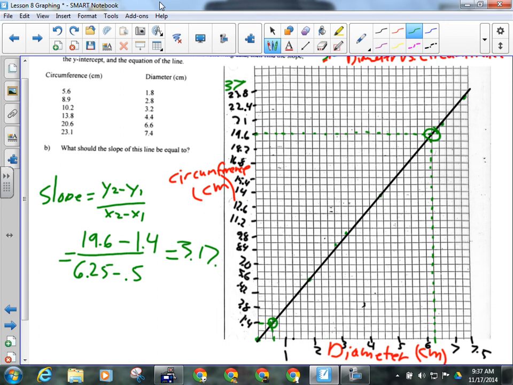Okay, what are the units for that? Doesn't have any. Remember, these were in centimeters, and so were these. Centimeters divided by centimeters cancels. All right, that's why we have no units on pi. Okay.